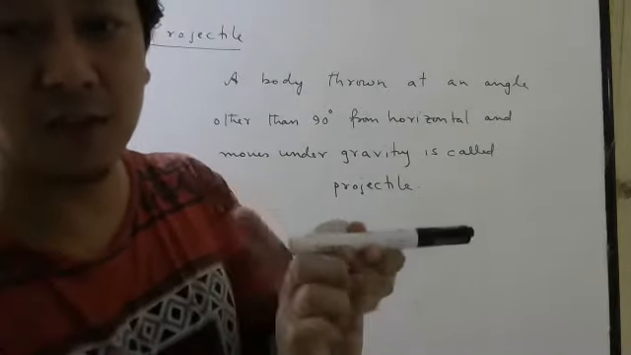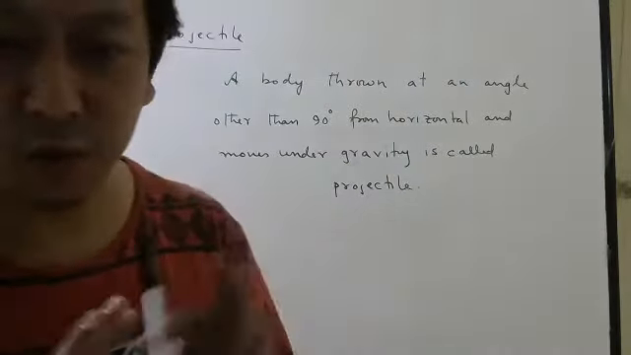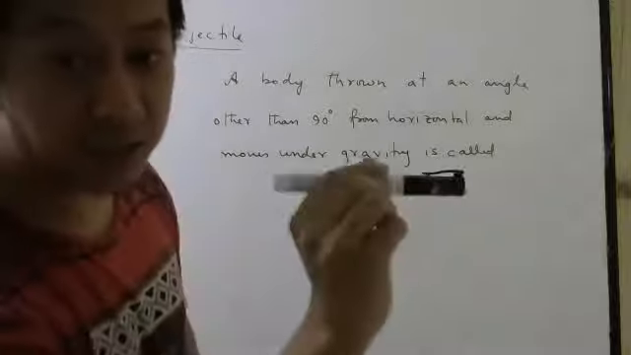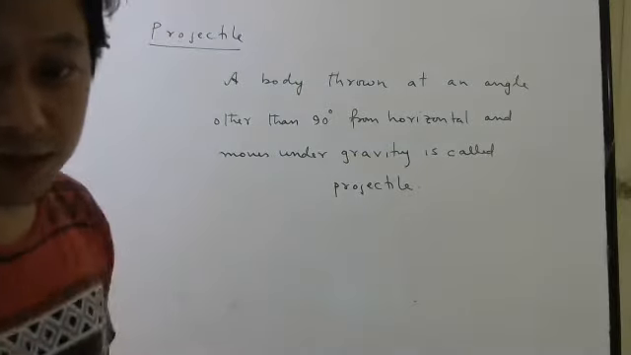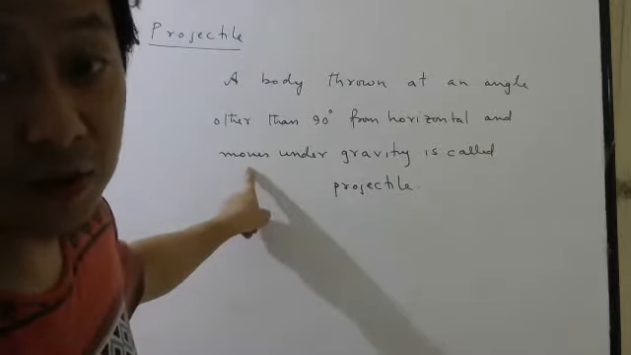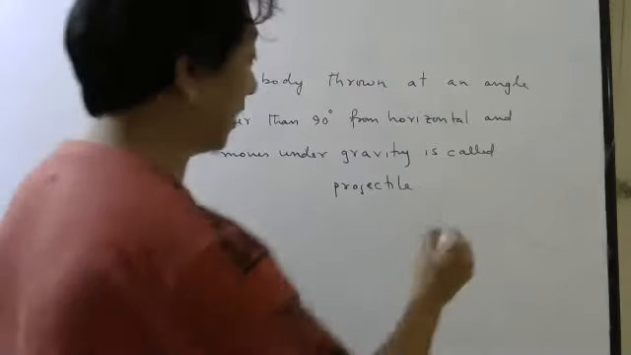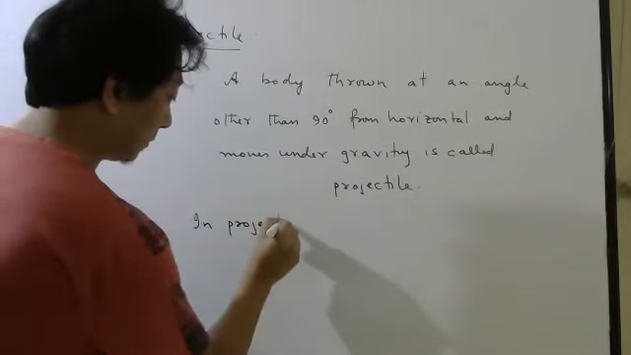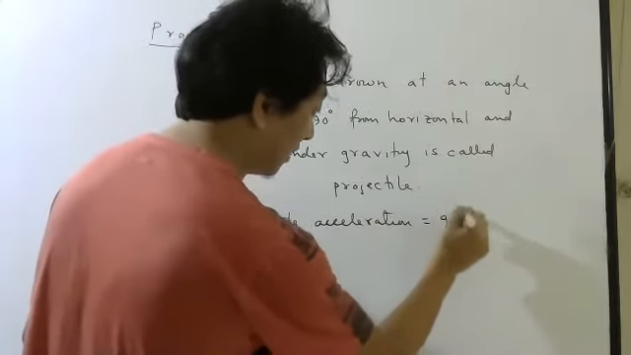Students, you can throw this way also if you want, and the body will go this side. Whichever way you throw, no problem, but the angle of projection should not be 90 degree from horizontal. Any angle less than 90 degree you can throw. But it should move only under what, students? Only under gravity. So if it is moving only under gravity, one thing is clear. In projectile motion, acceleration will be equal to g downwards.